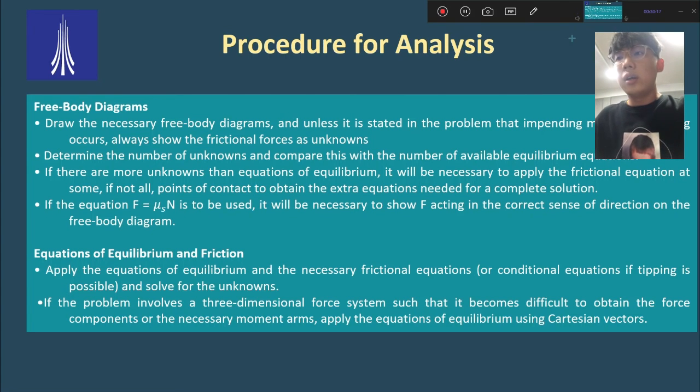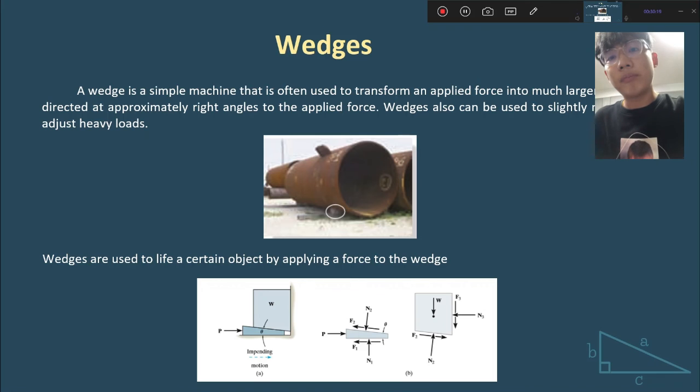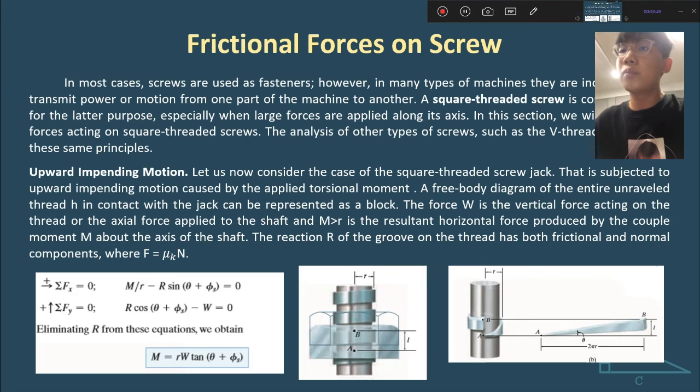Wedges. A wedge is simply a machine that is used to transform an applied force into a much larger force directed at approximately right angles to the applied force. Wedges can also be used to slightly move heavy loads. Wedges are used to lift a certain object by applying a force to the wedge, as you can see from the picture below.